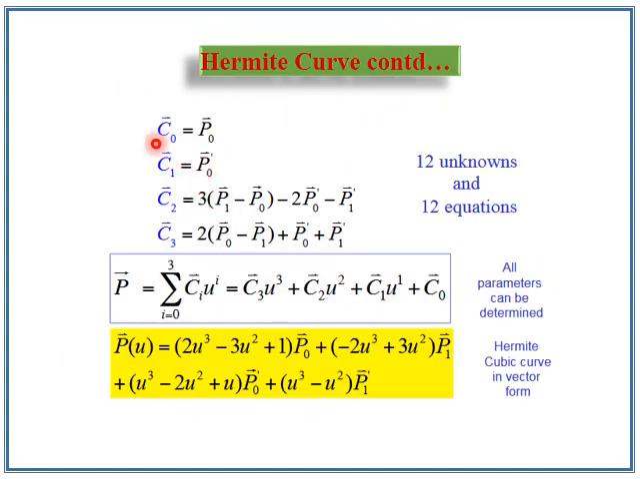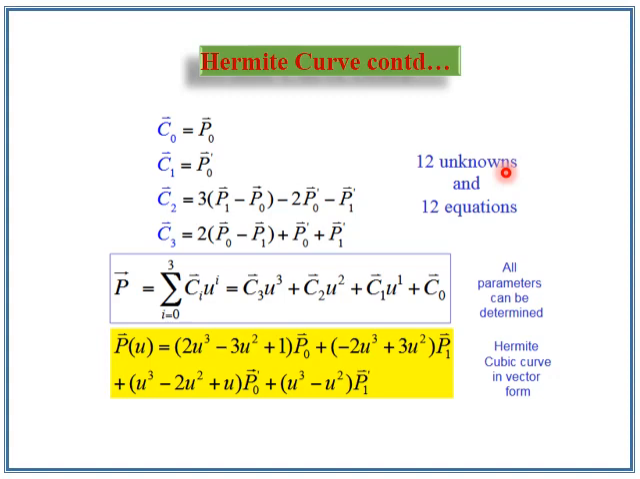So we will get the answer from the above differentiated and substituted answers. u is equal to 0 and u is equal to 1. We will get the 4 coefficient values like this. So there will be 12 equations and 12 unknowns.